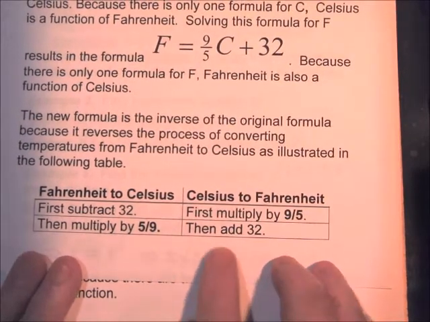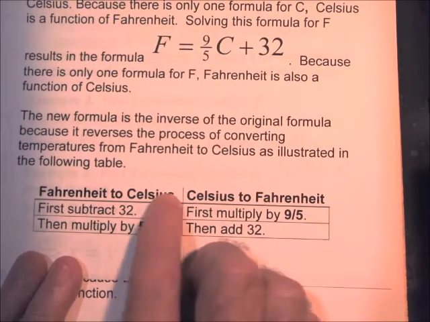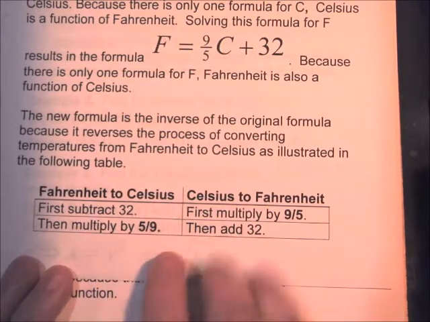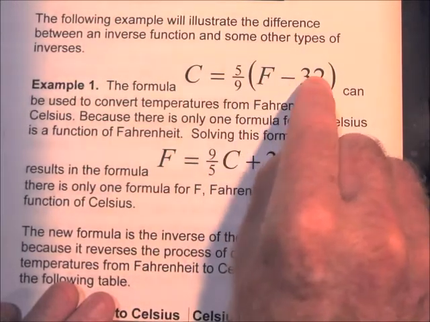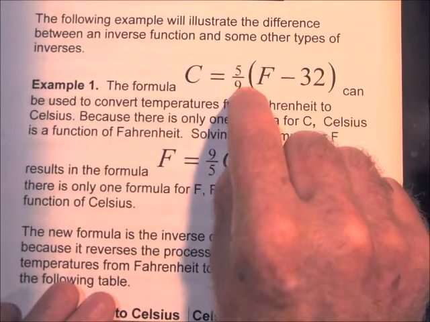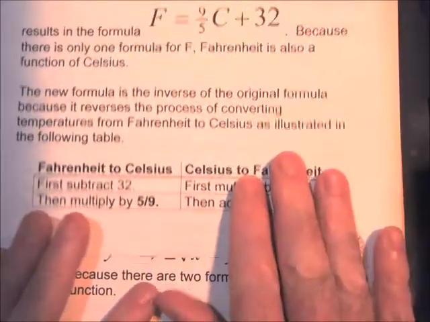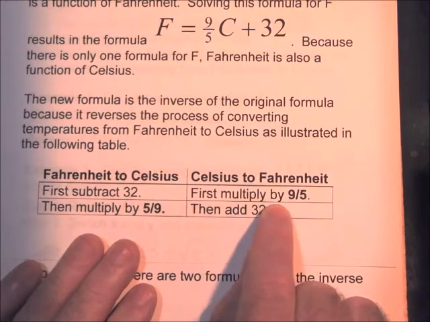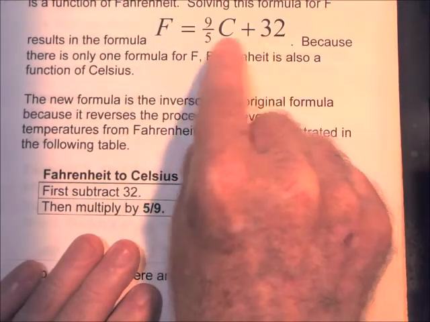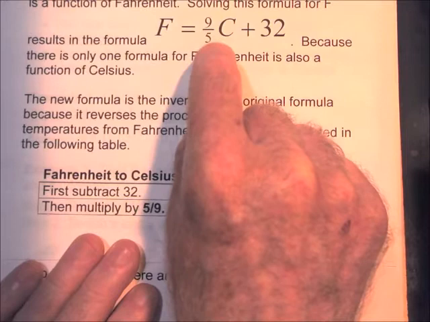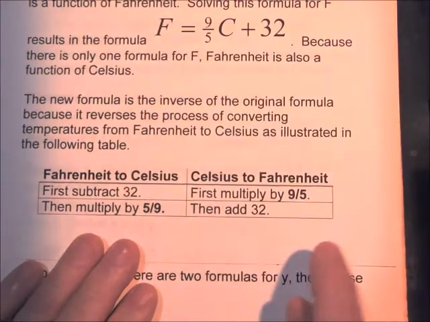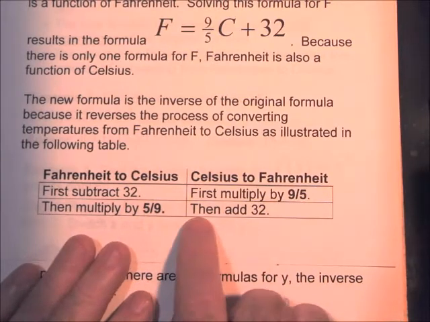For Fahrenheit to Celsius, after we subtract 32, we multiply by 5/9. So we do what's inside parentheses first, and then we do what's outside, multiplying by 5/9. For Celsius to Fahrenheit, that's the first thing we do. Multiplication comes before addition, and we multiply by the reciprocal of 5/9, which is 9/5. So we multiply by 9/5.